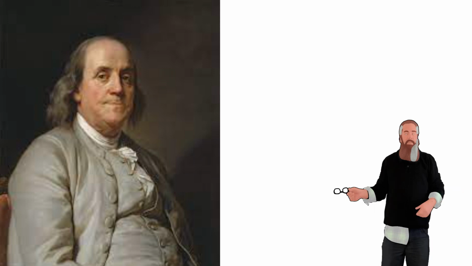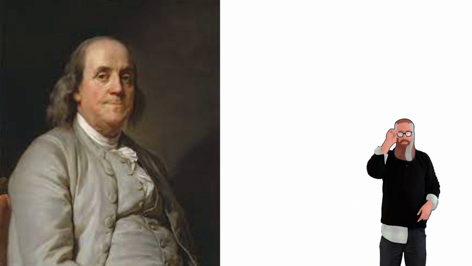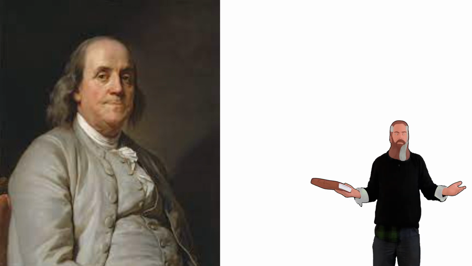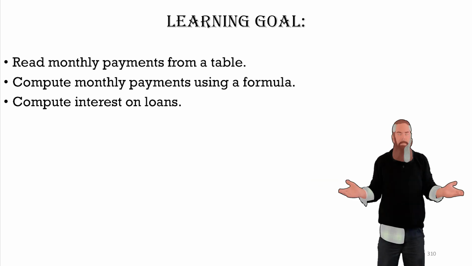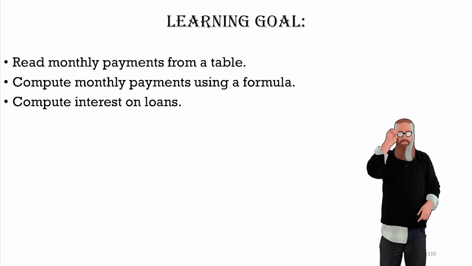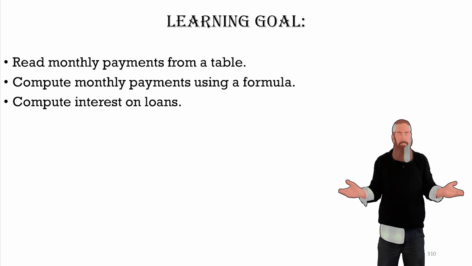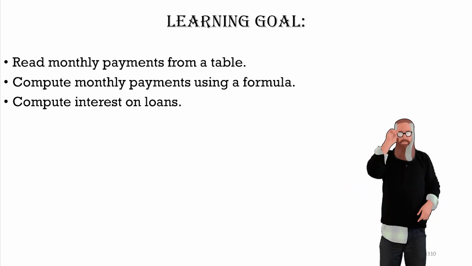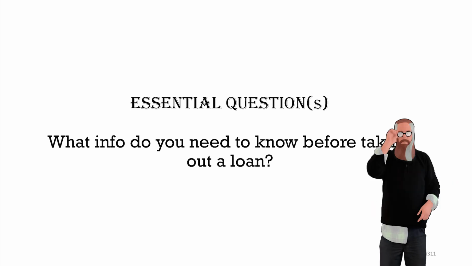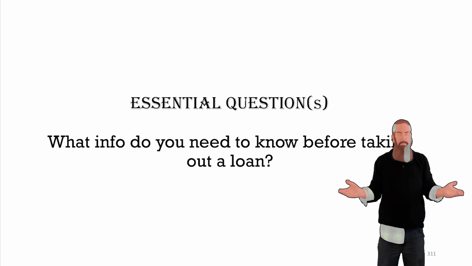It was American statesman and inventor Benjamin Franklin who said, "Lend money to an enemy and you will gain him, to a friend and thou will lose him." In this lesson, we're going to read monthly payments from a table. We're going to compute monthly payments using a formula, and we're going to compute interest on loans. All to answer the question, what information do you need to know before taking out a loan?